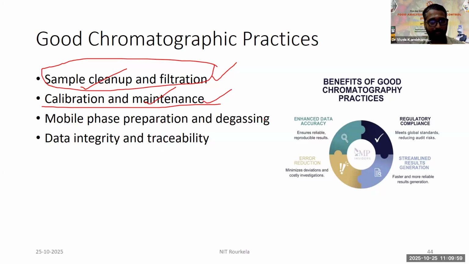Mobile phase separation and degassing. Degassing is very much important. If gas is trapped inside the column, then you will get wrong results. That's why initial flushing is required. Data integrity and traceability. These are some of the good practices.